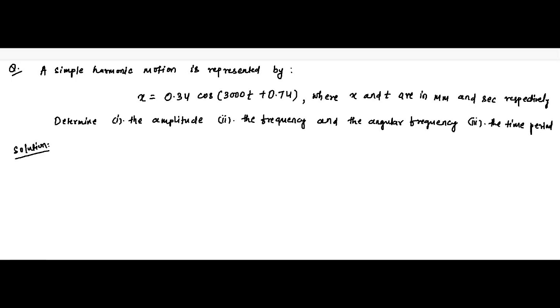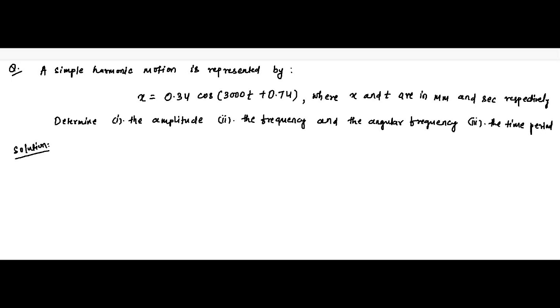So this is the first question. It is given that a simple harmonic motion is represented by the equation x is equal to 0.34 cos(3000 t plus 0.74), where x and t are in millimeter and seconds respectively. We have to determine the amplitude, the frequency, the angular frequency and the time period of this SHM motion.